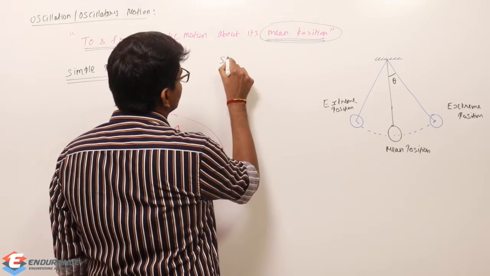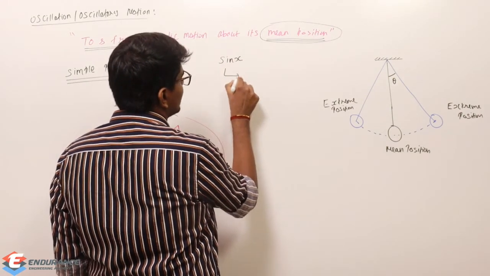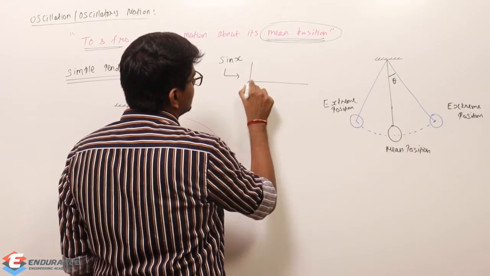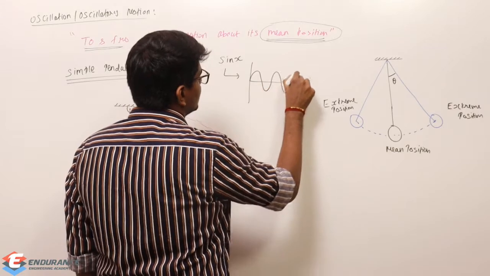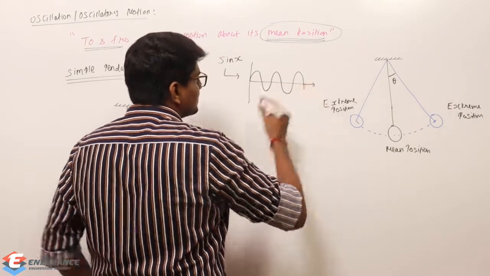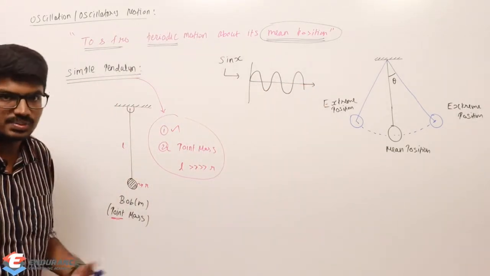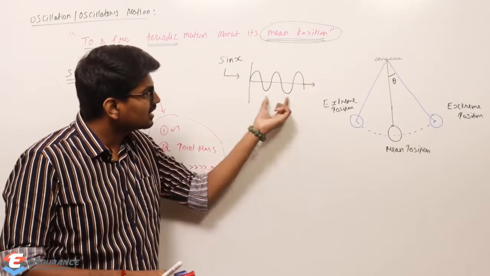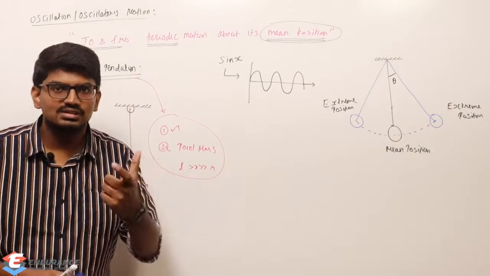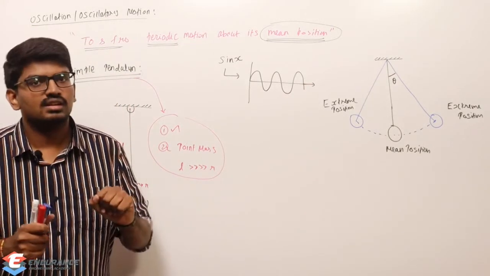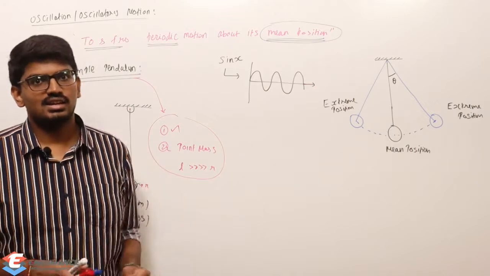Consider the sine graph. What is the sine graph? How will I get it? This is my sine graph. Is it periodic? Of course, yes, it is periodic because it's getting repeated after some time period. It's periodic. Fine.